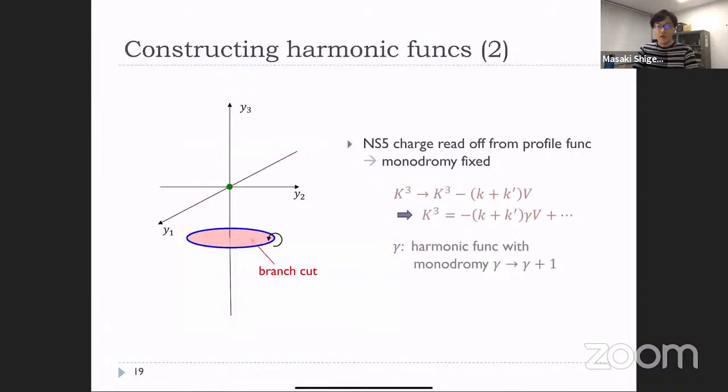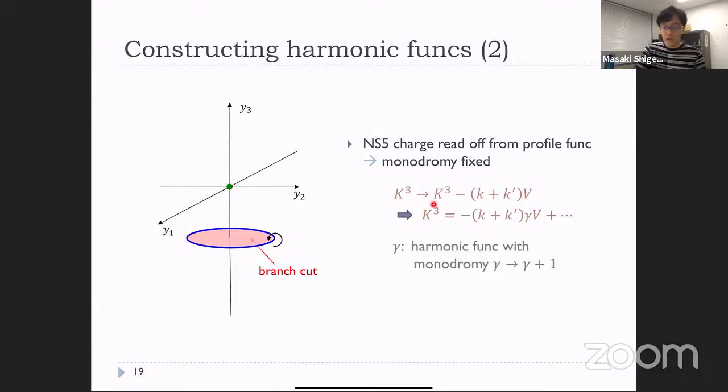Okay, now, so that was easy, but now we want to also consider NS5 brane charge represented in terms of some harmonic function. And NS5 brane charge can be read off from the profile function, because we know how many times we are going around the circle. We know how many NS5 branes must be going along this circle. And from that data, you can see that this K3 must have the monodromy.